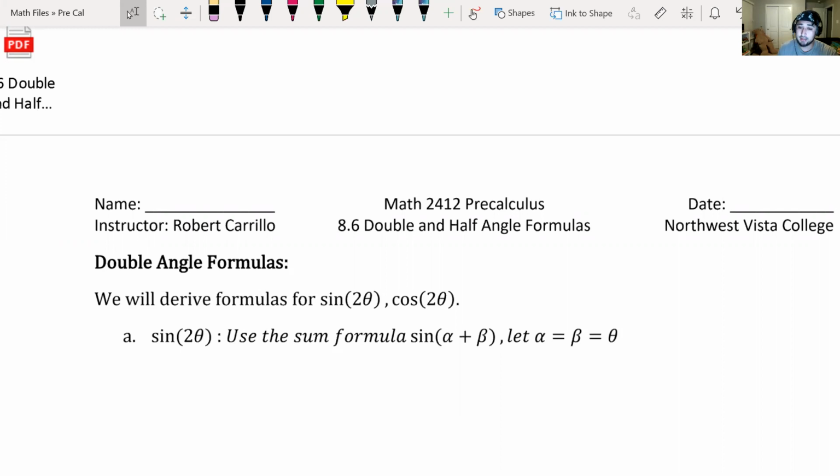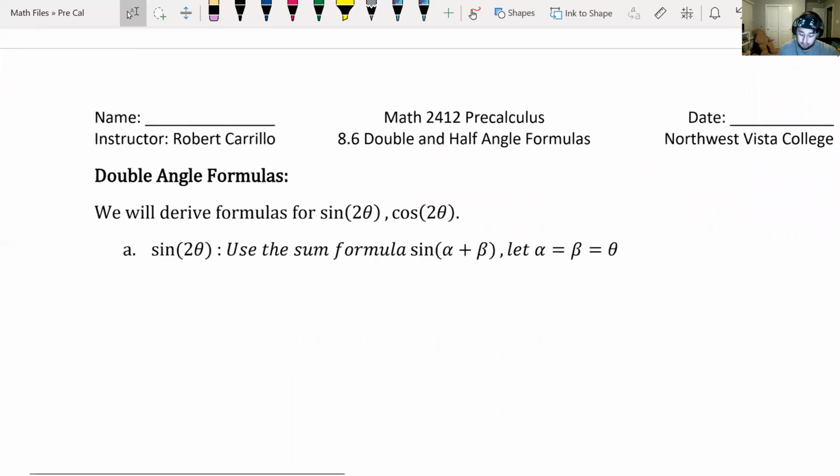And the way we do that is by an equality property. We will let alpha be equal to beta, and we will let alpha and beta both be equivalent to theta. But first, let's start with the actual sum formula for sine. So that's where we'll go first.